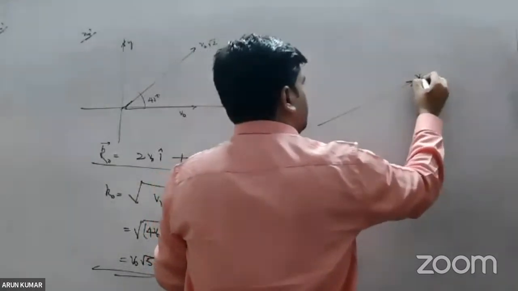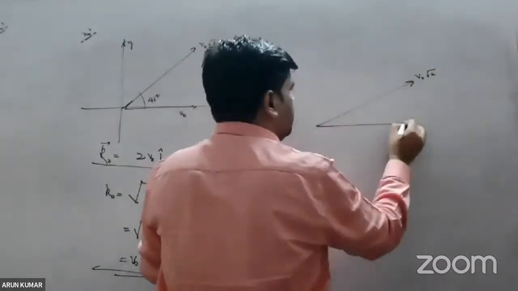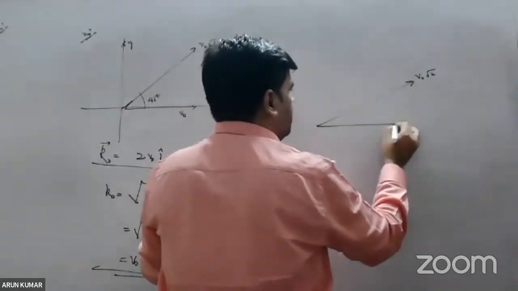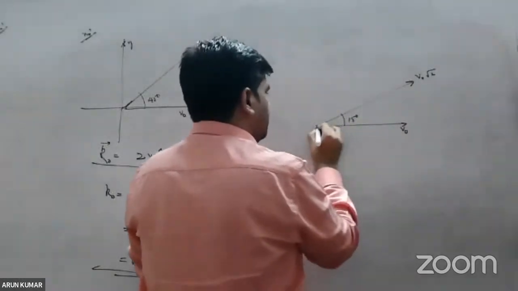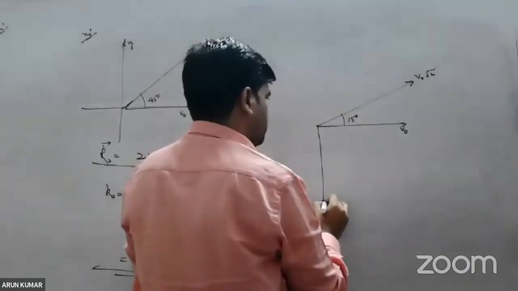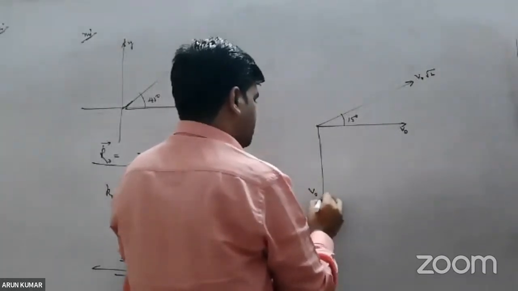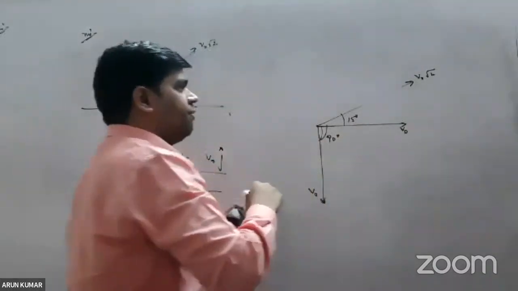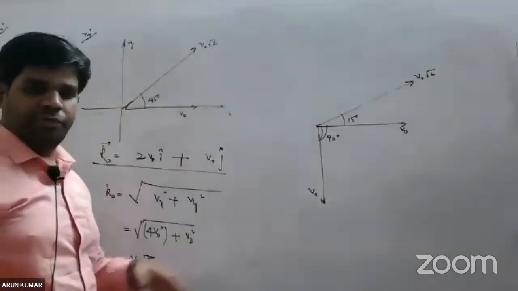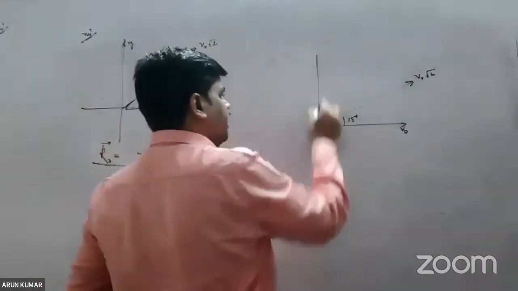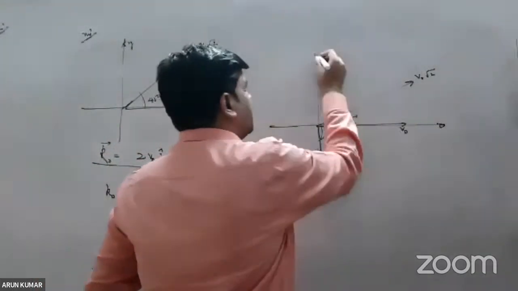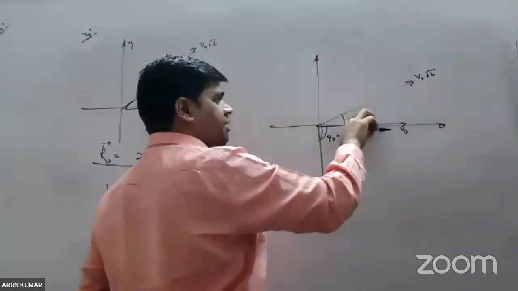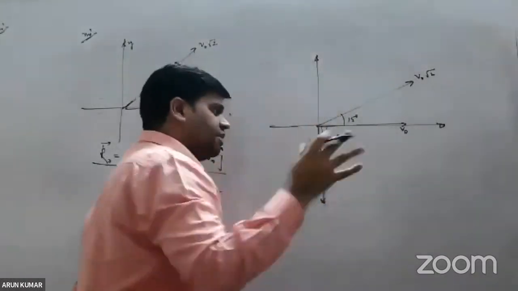I had V naught root 2, V naught, this is 15 degrees. This is also V naught, this is 90 degrees. I have to find the resultant now. Now what do I do? If I take components, if I take x and y, I'll go crazy, because V naught root 2 cos, sin, cos 15, sin 15.